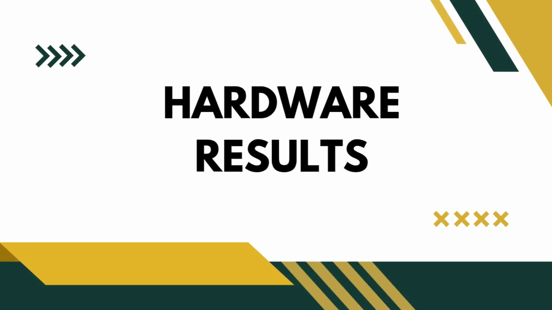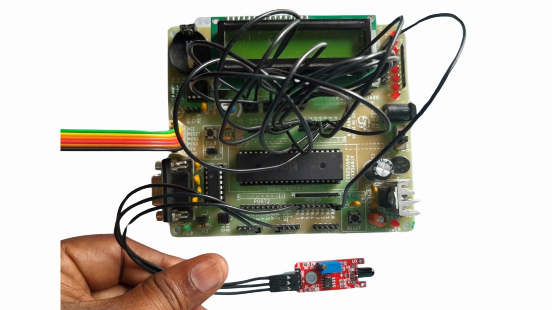Chapter 7, Hardware results. Hardware connections: 8051 port 1 is connected to the LCD display. LCD RS, RW, EN pins are connected to port 3 at 3.0, 3.1, 3.2. Connect the flame sensor digital signal to port 0, pin 7. VCC and ground are connected to 5V.